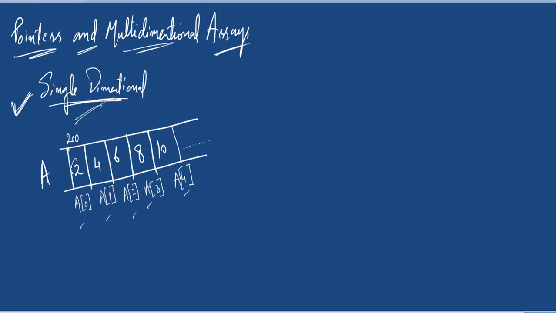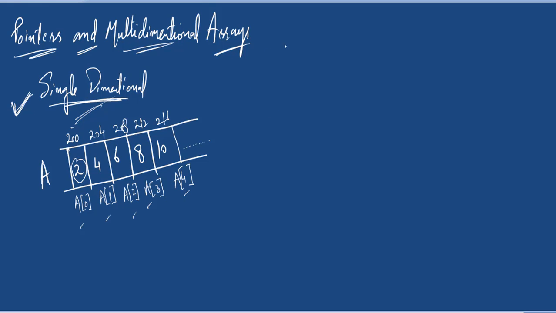Because 2, 4, 6, 8 and 10 are all integer type data, there will normally be a change of 4 bytes. If this is 200, the address of 4 will be 204, the address of 6 will be 208, the address of 8 will be 212, and the address of 10 will be 216. There are 4 bytes change at each address location.